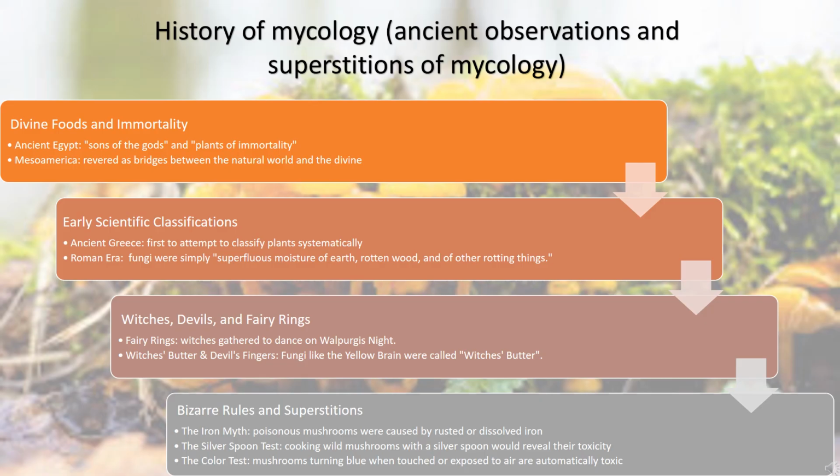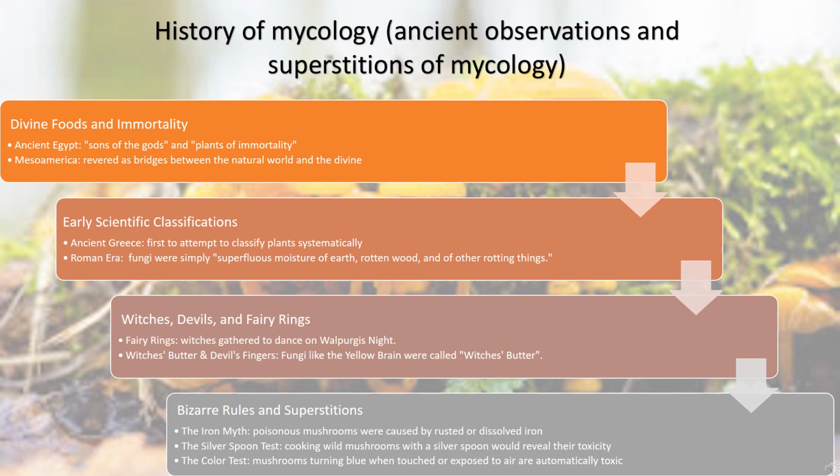Witches' butter and devil's fingers, creepy or bioluminescent fungi, were attributed to spells. Fungi like the yellow brain were called witch's butter. Finding one on your doorstep was interpreted as a curse. The only way to break the spell was to stick pins into the fungus until it disappeared.